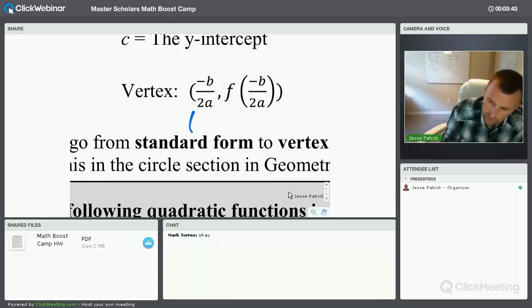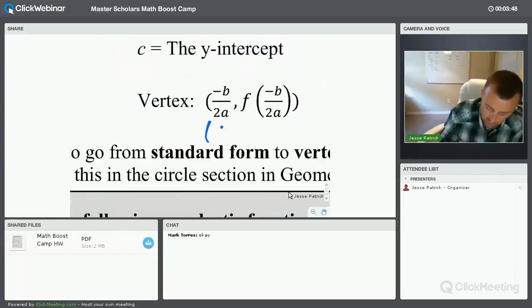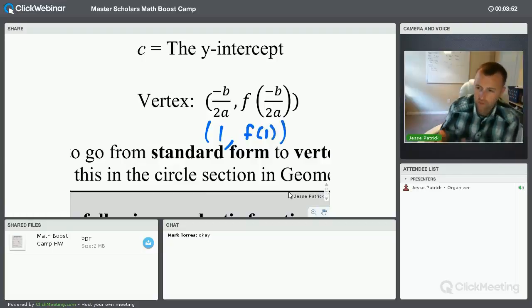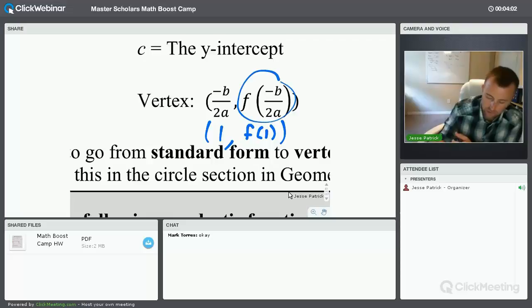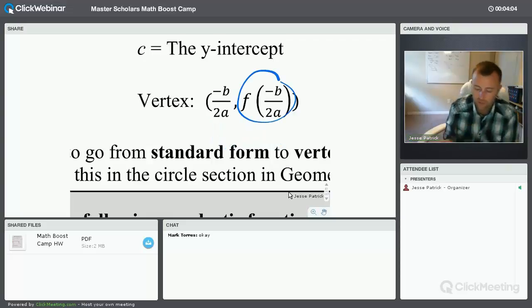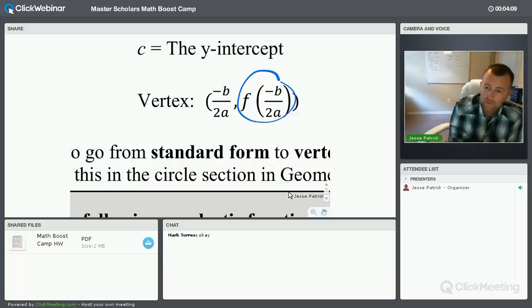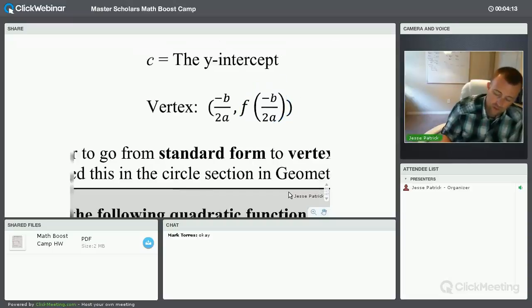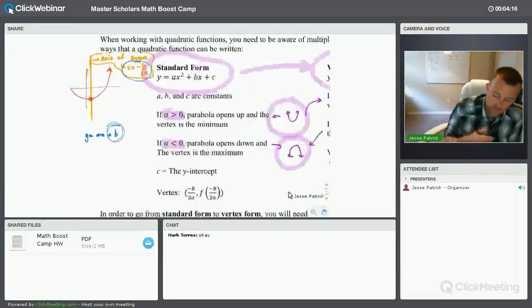Now, if you know that the vertex is at that point, let's say for instance, like in this problem, it's at 1, then the y value would be f of 1. You would just plug in that x value and you get your y value by doing simple evaluation. That's what this second part is for. I just used 1 as an example. The formula is negative b over 2a. You get a number. Then we find f of that number to get the y value of the vertex. And that's how you'll find the vertex of a quadratic function in standard form.